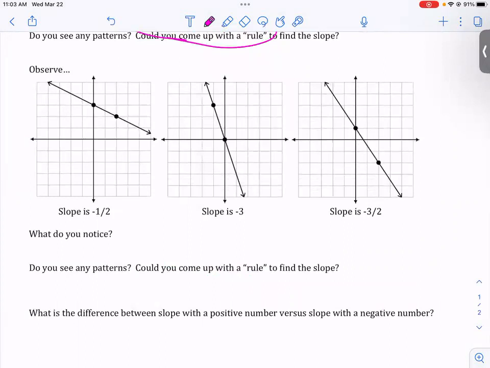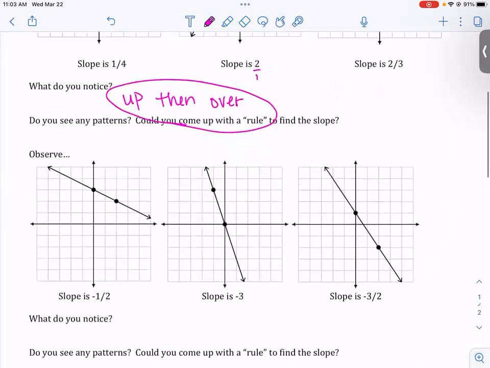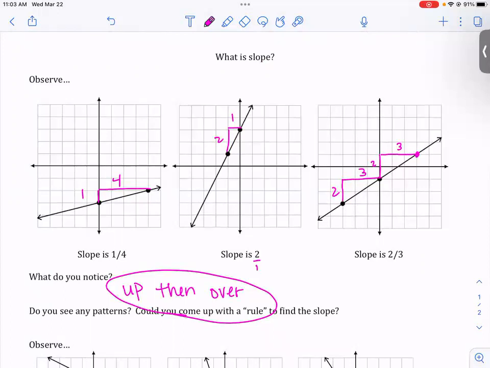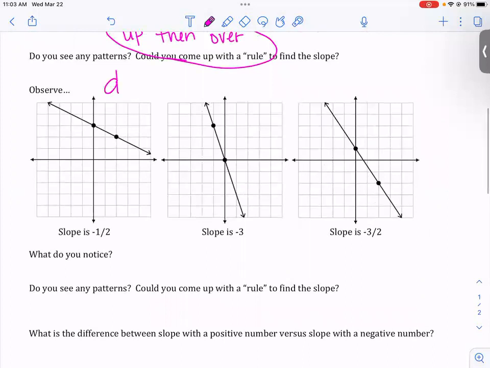All of these have negative slopes. So first of all, can you tell me the difference between the negative slope pictures and the positive slope pictures? Oh, so these go up, but these go down? Okay. Is it still like up and over, or I guess, is it down and over? Is that what you mean by down? Okay, so since this is 1/2, we go down 1 and then over 2. Since this is -3/2, we go down 3 and over 2. We go down 3 and over 1. Is that what you mean?